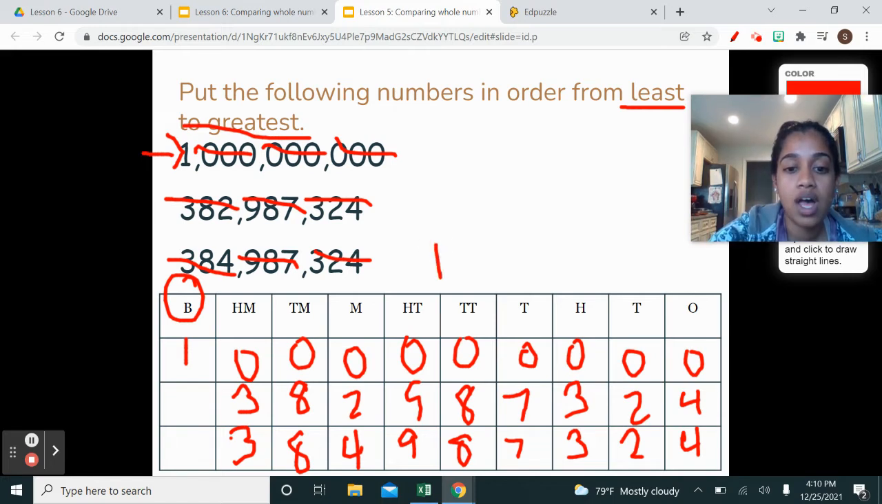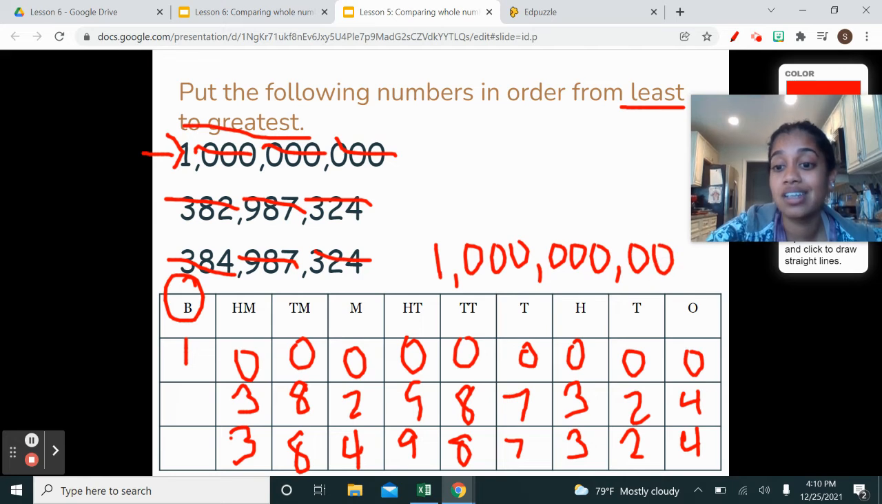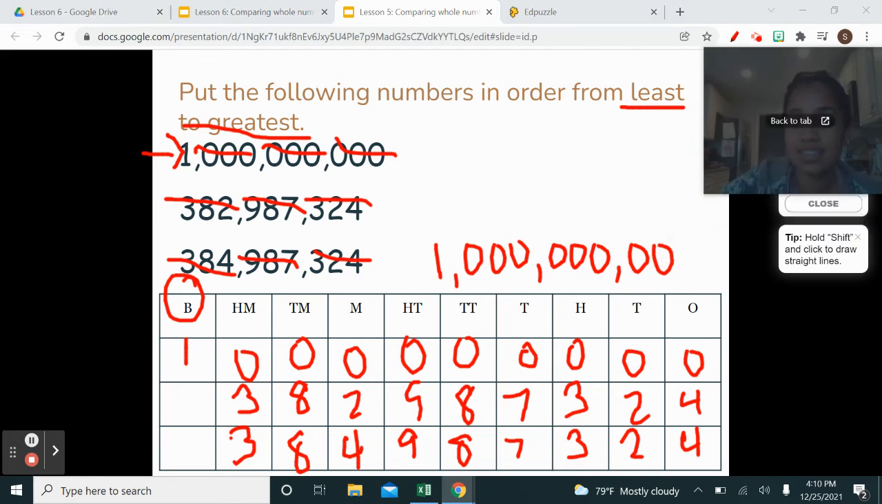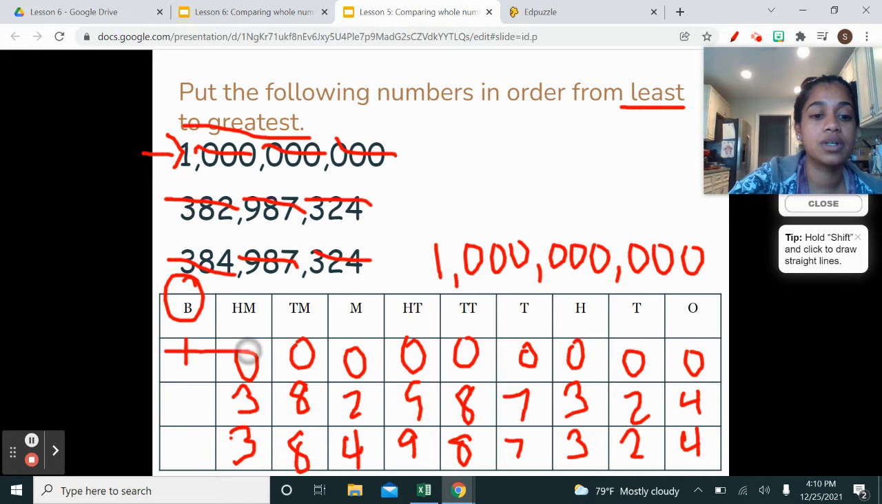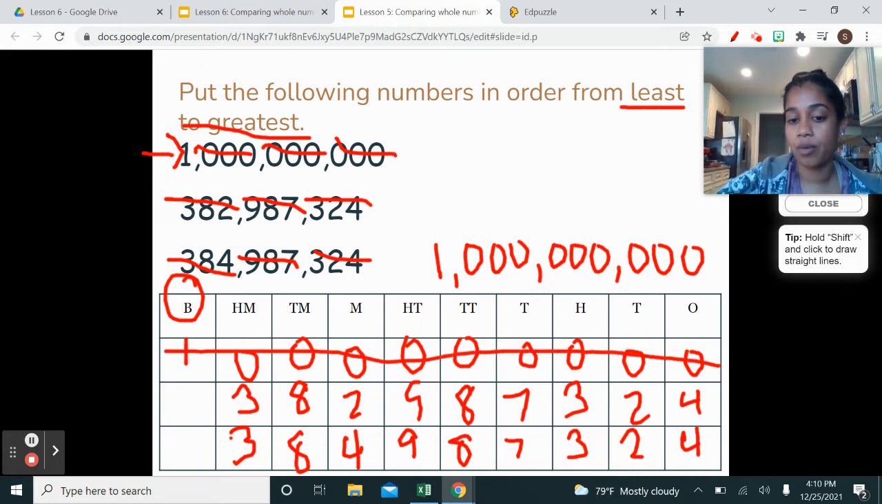So we have 1 billion. We're done with that, so let me cross it out. Now let's compare our next one. We don't have any more billions to compare, so let's look at our 100 millions. The number in our second row has 3 100 millions, and the one at the very bottom has 3 100 millions. That place value does not do me any good because they're both the same.